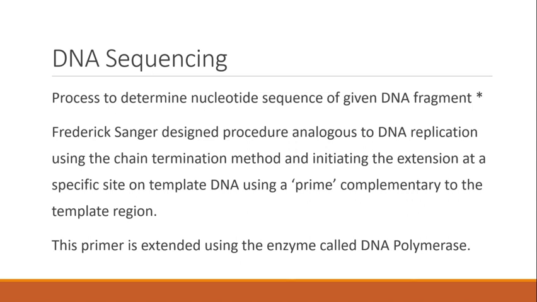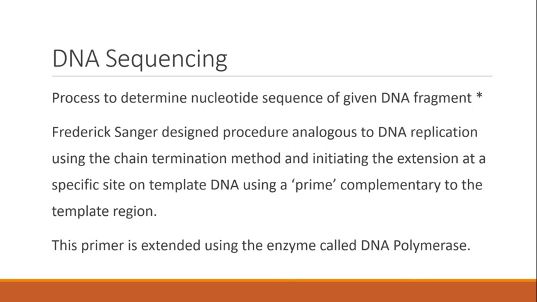Now there were multiple methods identified, but Frederick Sanger's method is something that he designed, a procedure which is analogous to DNA replication, using the chain termination method and initiating the extension of the DNA at a particular site on the template DNA using your primer, which is complementary to the template region. So his method is something that we consider as a more classical, plus the more standard method that we use for DNA sequencing.